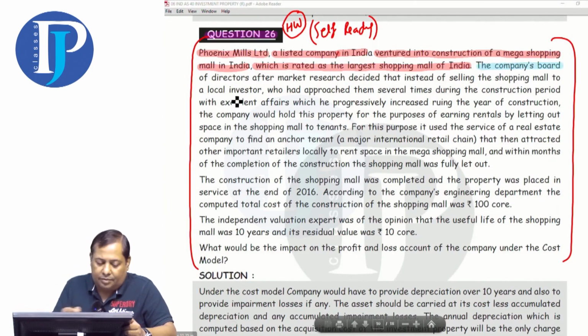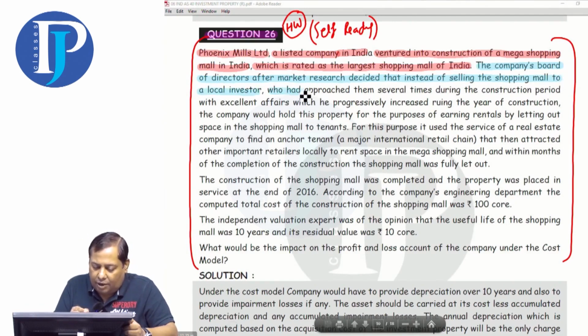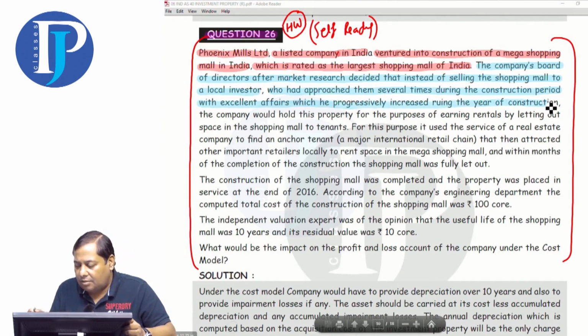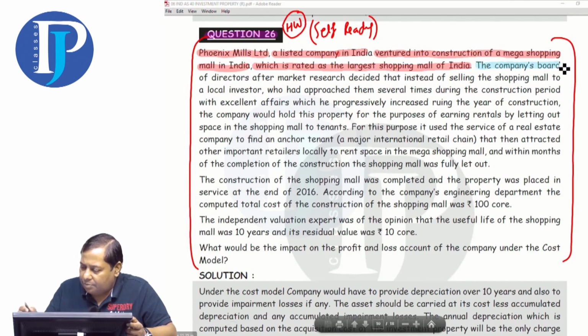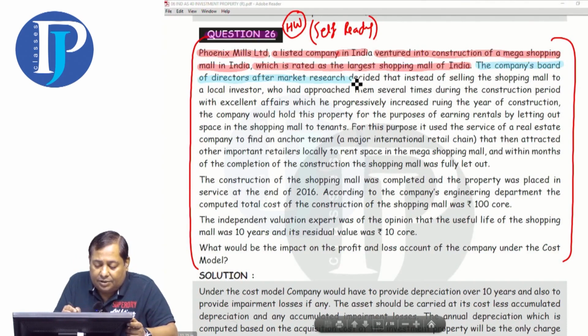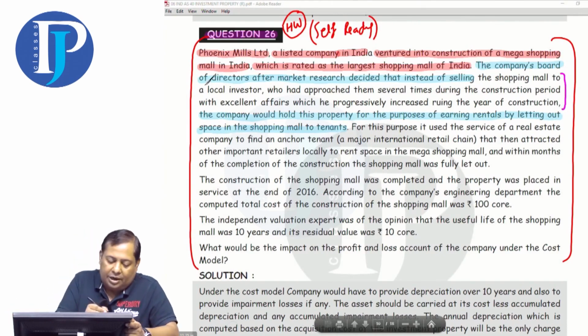The company's board of directors, after market research, decided that instead of selling the shopping mall to a local investor who had approached them several times during the construction period with excellent offers, which he progressively increased, the company would hold this property for the purpose of earning rentals by letting out space in the shopping mall to tenants. Let's see the line that is important. I will explain the meaning of these two lines in the middle, which I did not cover.